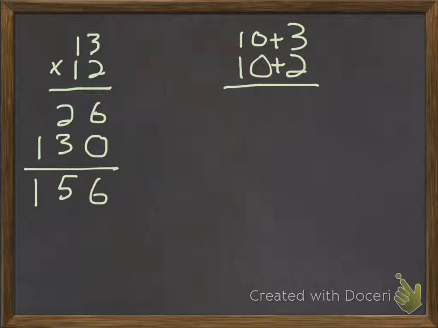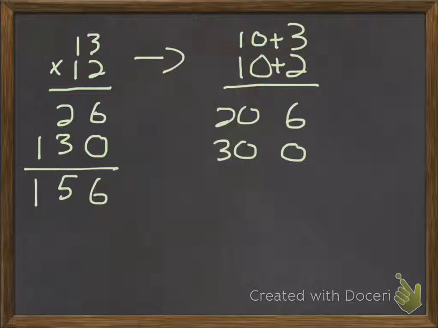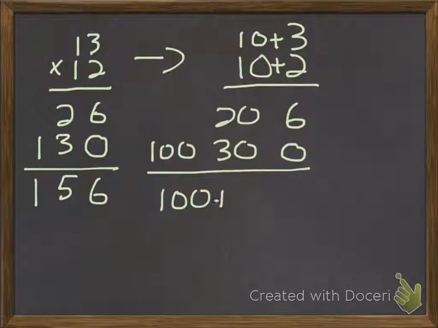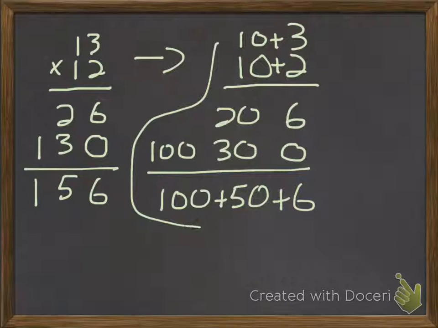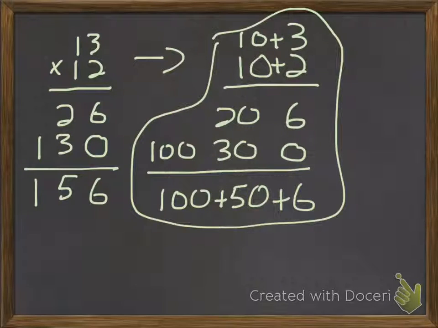Now, I just want to mention, you could think of it like this. 10 plus 3 times 10 plus 2. We get 6 over here. We get 20 over here. We put a 0 for place value. 3 times 10 is 30. And then 10 times 10 is 100. And we could leave our answer like this: 100 plus 50 plus 6. Now, the method I'm about to show you is very similar to this method.